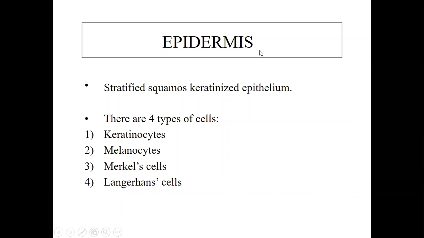So the epidermis, I just mentioned, is made up of epithelial tissue. In this epidermis, we have the stratified squamous keratinized epithelium. It is a special form of the epithelium. It contains keratin, and it is a squamous type. There are four types of cell present in the epidermis: the keratinocyte, the melanocyte, the Merkel cells, and the Langerhans cell. So there are four types of cells present in the epidermis.